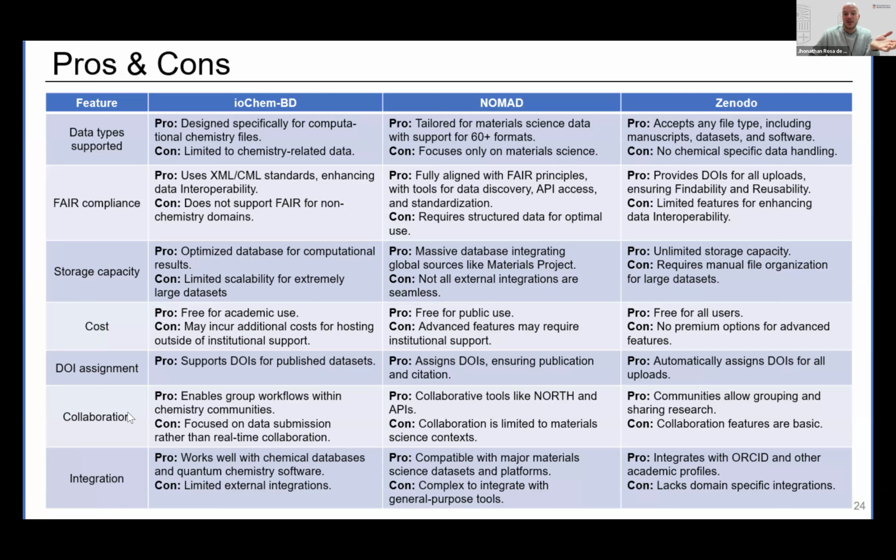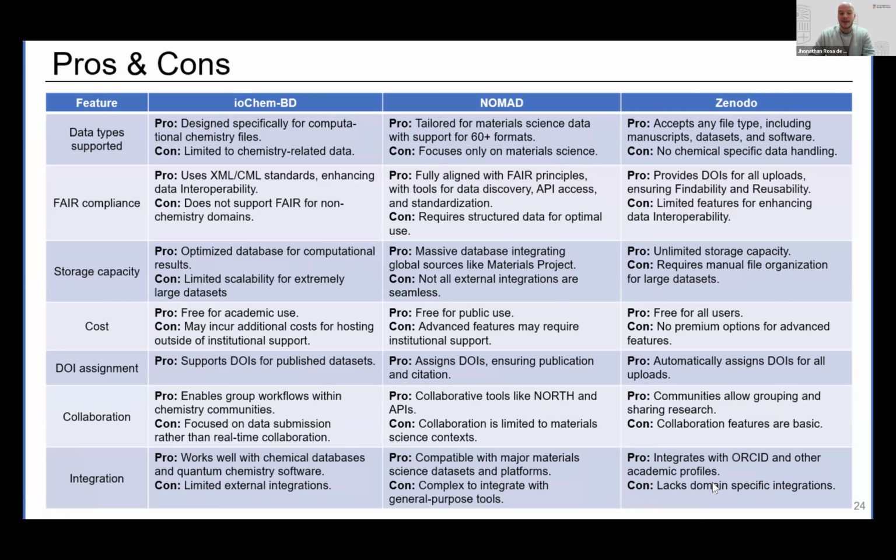And as we decided for Zenodo, we have very good points here. For example, cost: it is free for all users. And DOI assignment: we have automatically assigned DOIs for all uploads. This is important, because as we want to follow the FAIR principles, it's important to have a DOI for our data that are uploaded. And also about the integration, we have integration with ORCID and also GitHub, so you can integrate your data with these platforms.